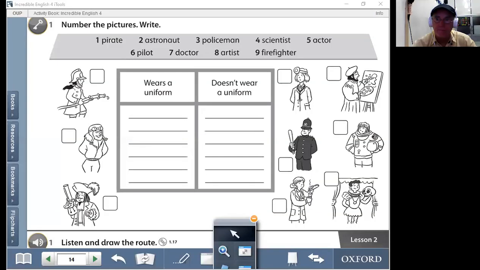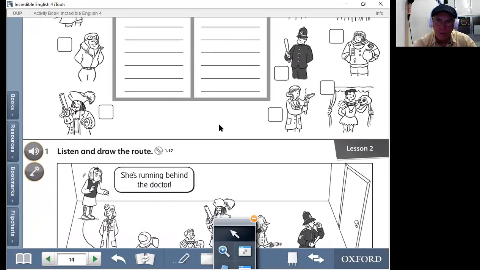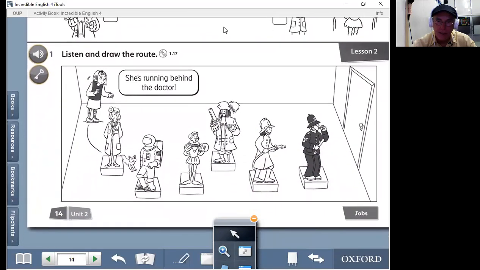We are now going to continue with lesson 2 of unit 2. For this lesson, you will need your activity books. So, this is where we finished lesson 1, if you remember. Now we move on to lesson 2, which starts here.